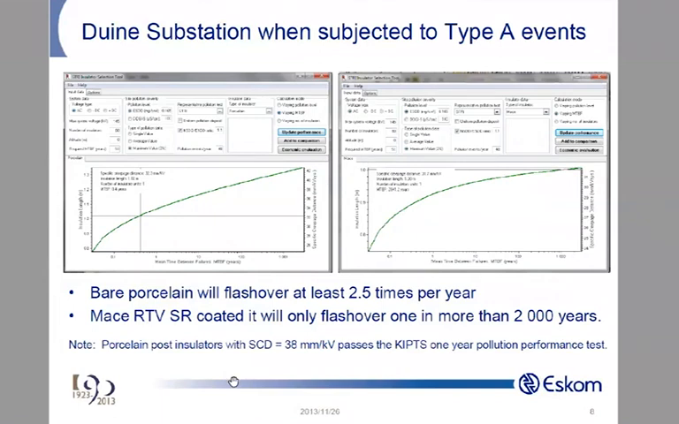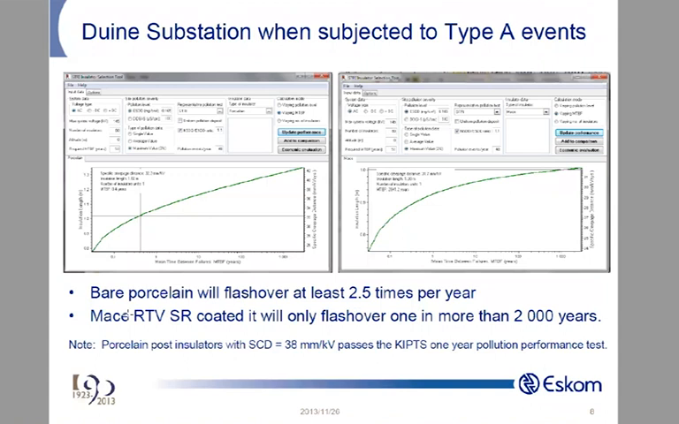If we use just the bare porcelain, it will flash over at least 2.5 times per year. That's our experience. It's flashing over quite a few times per year, 2 to 3 times, 2.5. That's not bad. Since we put on the coating, we haven't had a single flashover up to now, and it's going to be a long time for us to wait for 2,000 years.